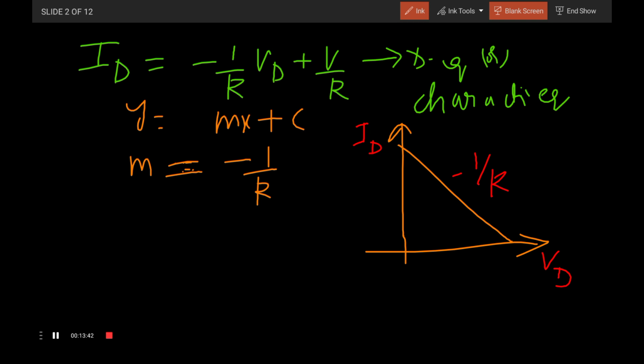So this is a straight line with a negative slope. That means the diode current exhibits a straight line with a negative slope of minus 1 by R if you connect a diode in a closed circuit. That is very important, right?